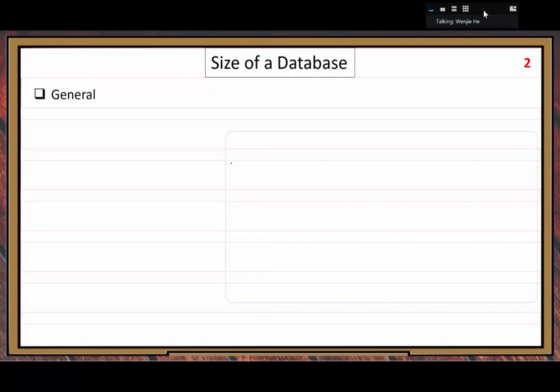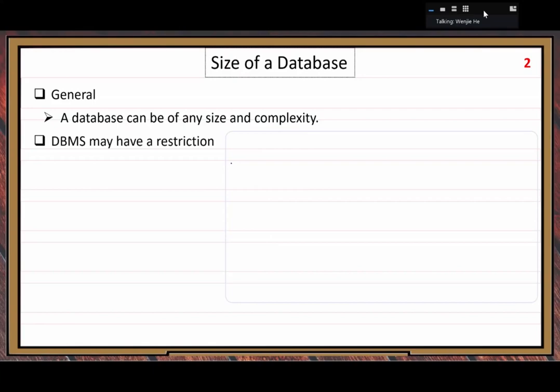So the answer here, the basic answer: for the general case, a database can be of any size and complexity. That means no size limit for the mainstream DBMSs. MySQL, Oracle, no size limit.